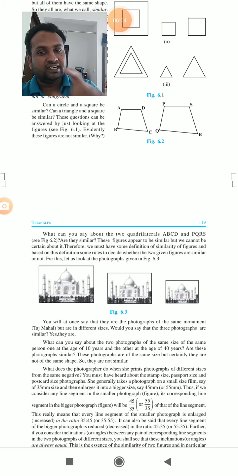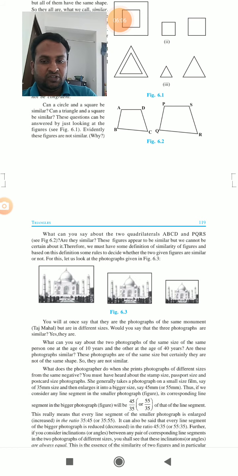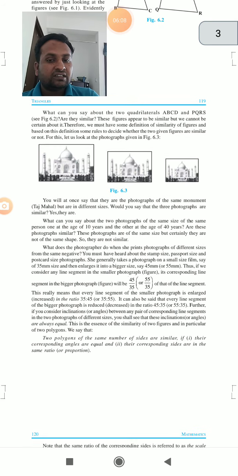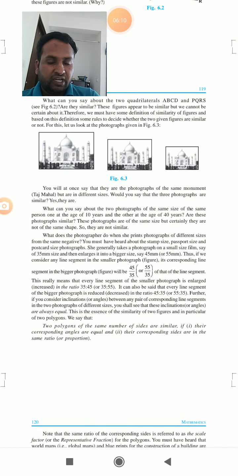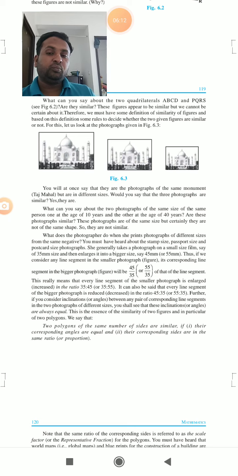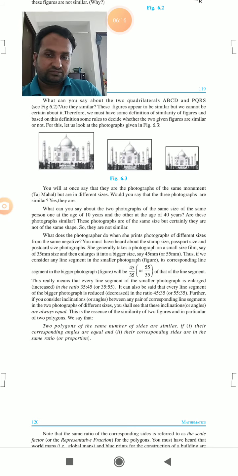Then you can say that these are also examples of similar figures. Clear, children? Now see, one more very important topic: the polygon figures. First you should know what a polygon is. A polygon is a closed plane figure bounded by only line segments. Remember, a polygon is a closed plane figure bounded by only line segments.